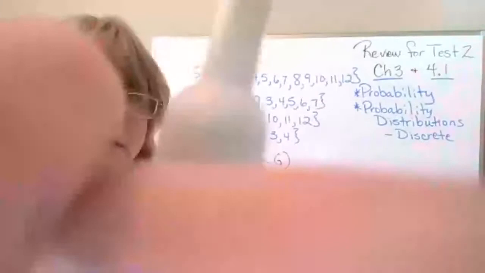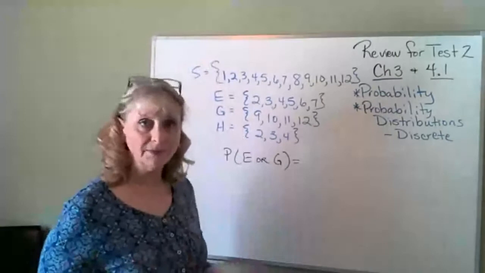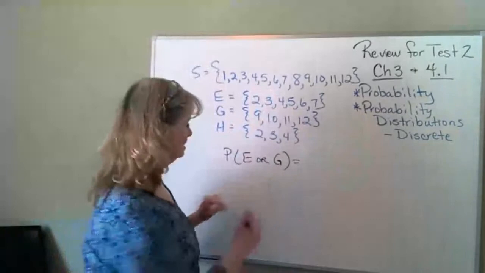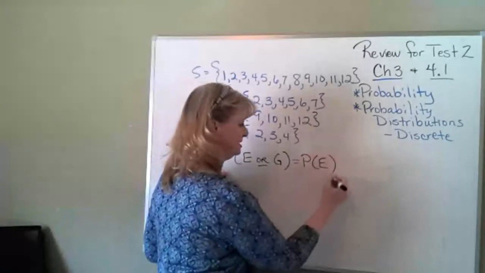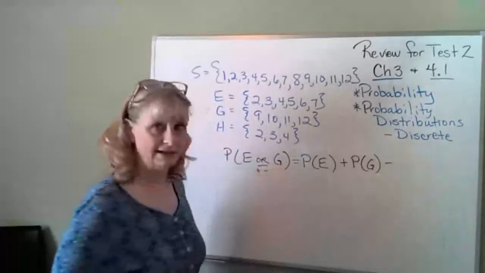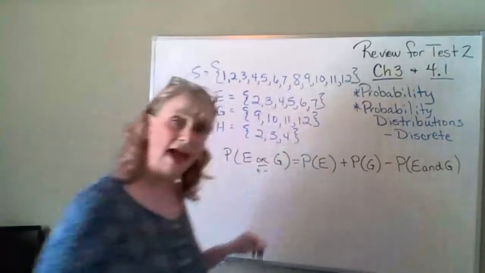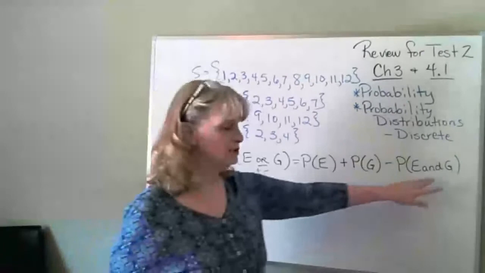So let's apply first. And if I ask you to show the work on one like this, then what I'm wanting you to do is look up the formula for it and apply the formula. So I'm not going to put any numbers in yet. I'm just going to apply my OR formula. The OR formula says take the probability of the first thing plus the probability of the second thing and subtract. So OR always has a plus and a minus in it. So you add the two probabilities and you subtract off the probability that they happen at the same time. In other words, if they have any outcomes in common, if they are not mutually exclusive, you have to subtract off those outcomes that you have counted twice.